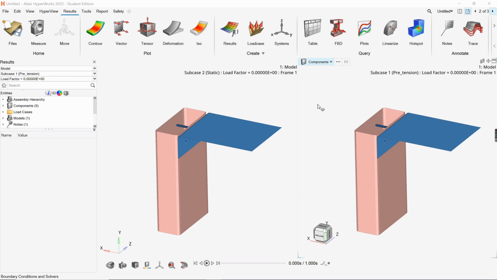Whereas on the right side, we have this load of 200 newtons applied on the top of the bracket. Plus, we also applied a pretension on the bolt in the axial direction. The pretension is 500 newtons applied on each of the bolts. Let me show you the results of the displacement contour because of the pretension on the bolt.